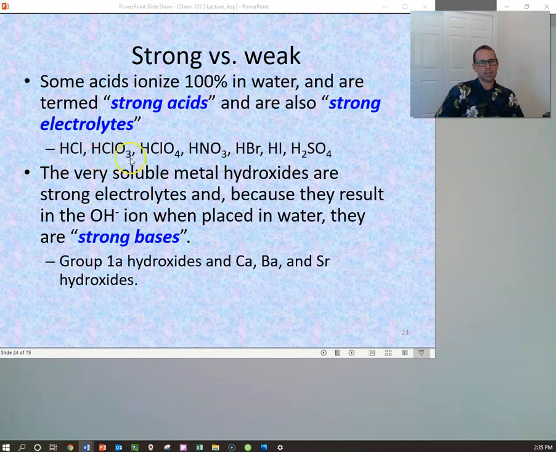Also, here is our list of strong acids. 1, 2, 3, 4, 5, 7 strong acids right here. And we're going to have to kind of memorize that list of strong acids.